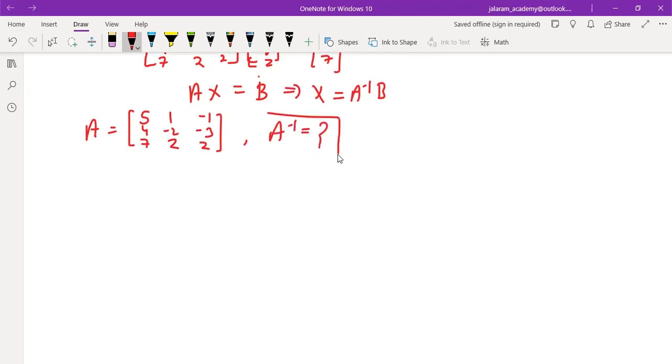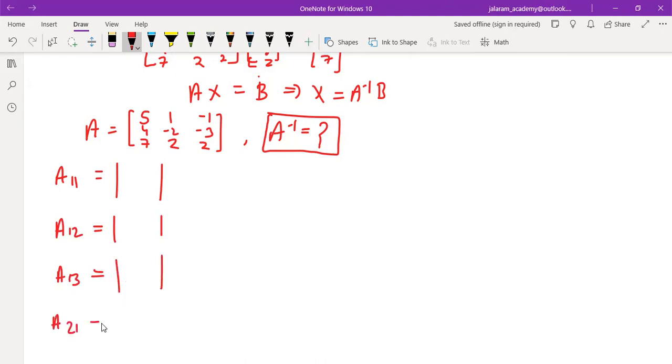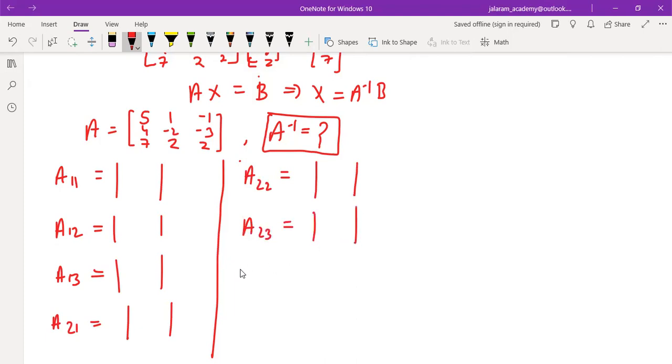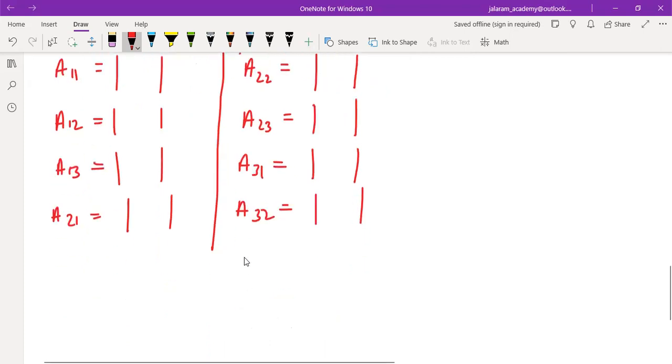This we have discussed in earlier sessions: to find A inverse, first we have to find all the cofactors related to this matrix. A11, A12, A13, A21, A22, A23, A31, A32, and finally A33. So how to find them?